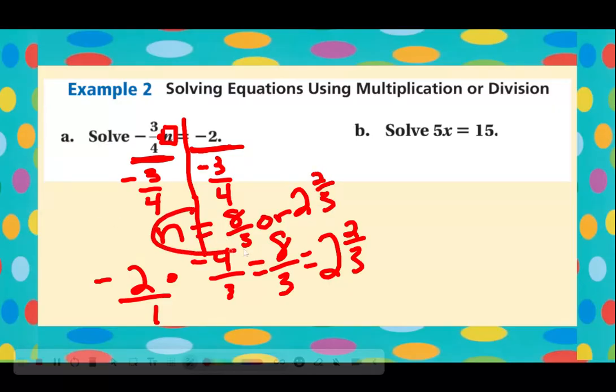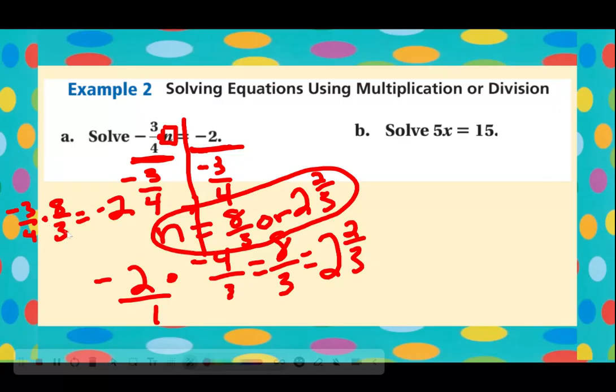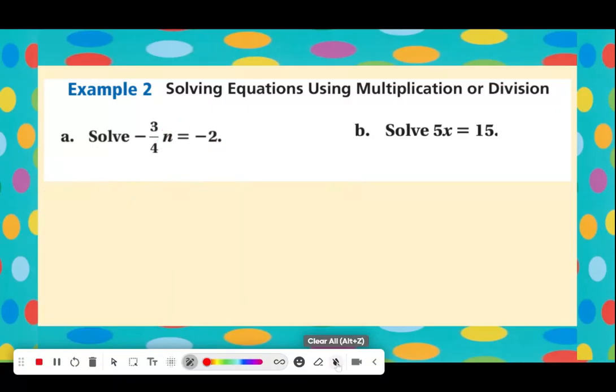Okay, so now let's substitute it in. I'm running out of room here. So we said our answer is positive 8/3. So negative 3/4 times positive 8/3, does that equal negative 2? Well, I can cross simplify my 3's. 3 divided by 3 is 1. And I can cross simplify. 4 can go into 8 2 times. So 4 divided by 4 is 1. 8 divided by 4 is 2. So I have negative 1 times 2 is negative 2. Check. Great job. I'm just going to clear this to give me room for the next problem.